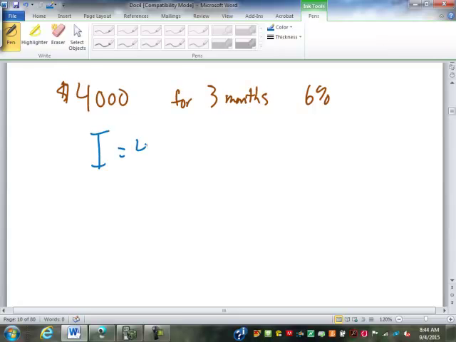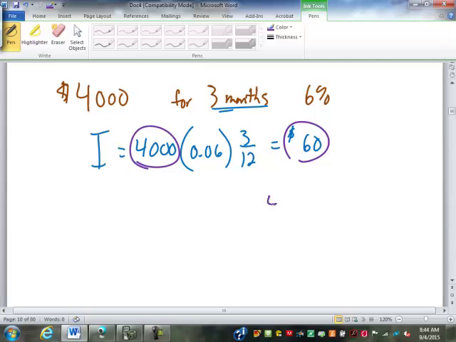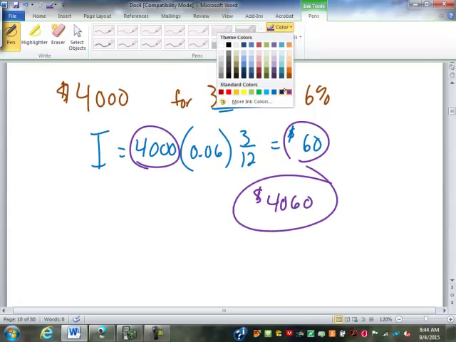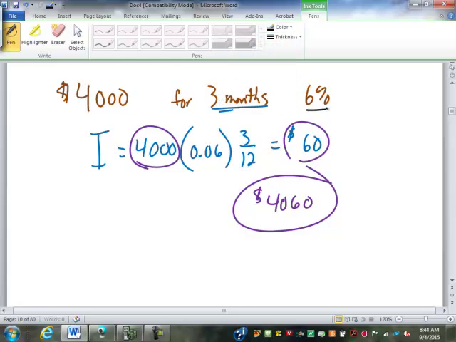I got to find out my interest will be the $4,000 times what goes here? 0.06 for the 6%. 3 months. Now we said time was always in years, so that's going to be 3/12, which gives me $60 in interest, which means at the end of the 3 months, I pay back the $4,000 plus 60, or $4,060. Even though 6% is a relatively high rate, see, it's only $60, but it's because it's only a very short period of time, a fourth of a year at 3 months.